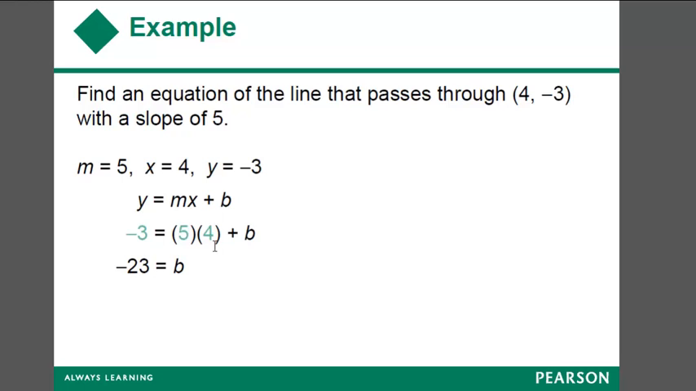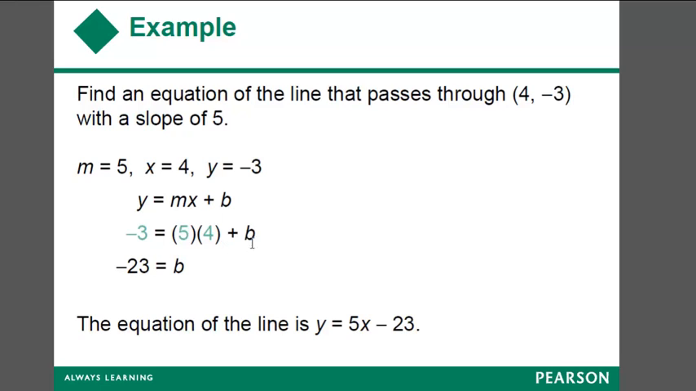So now I can substitute the slope and the y-intercept into the equation y equals mx plus b. And I get y equals 5x minus 23. Notice I've taken out the x and the y values. When I want the final equation, I only want the slope and the y-intercept in there. I want the variables y and x. I don't want their actual values.